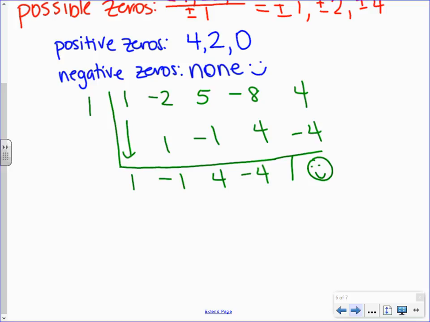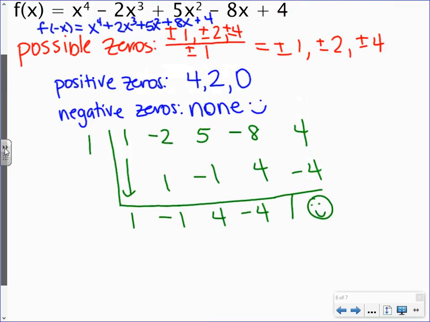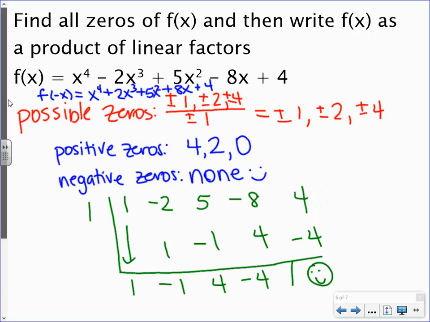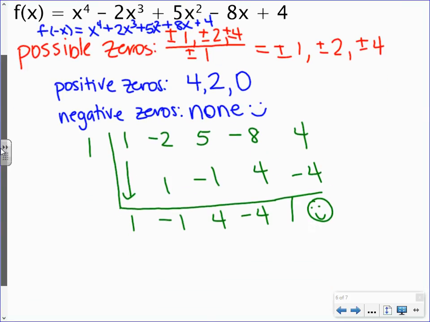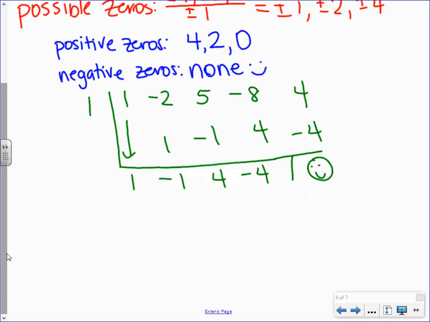Now, what this problem is asking us to do is not only find the zeros, but also write f of x as a product of linear factors. So we're going to focus on the zeros, and then we'll talk about what the product of linear factors looks like. Suggestions on where to go from here? X minus 1 is the factor we get from our zero of 1. Left over is x cubed minus x squared plus 4x minus 4.